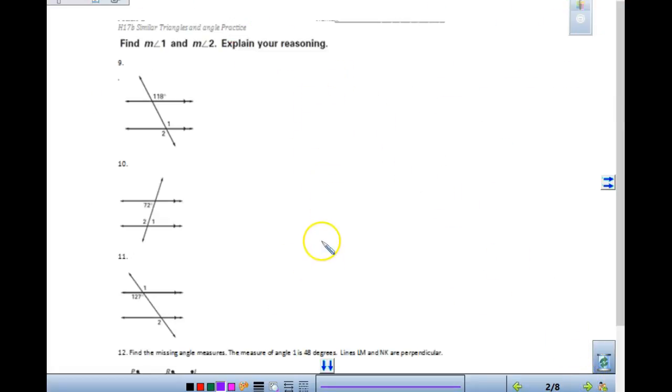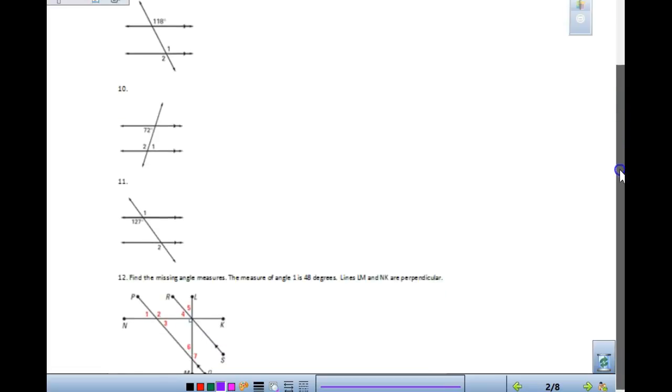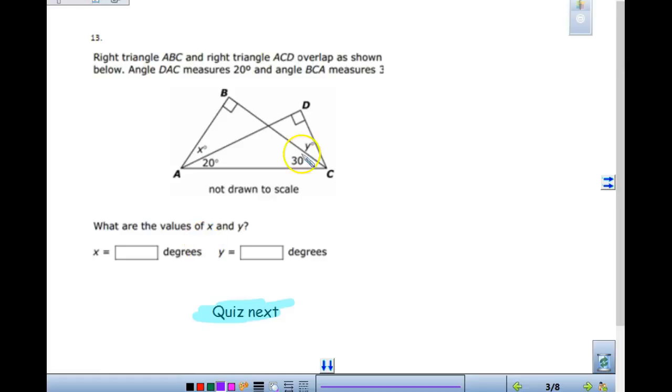Any questions on that next page, 9 through 12? Okay. The last page is what I kind of want to look at on this one, on that last question on 13. So, first thing I want you to do is over to the side here, we are going to redraw these 2 triangles.